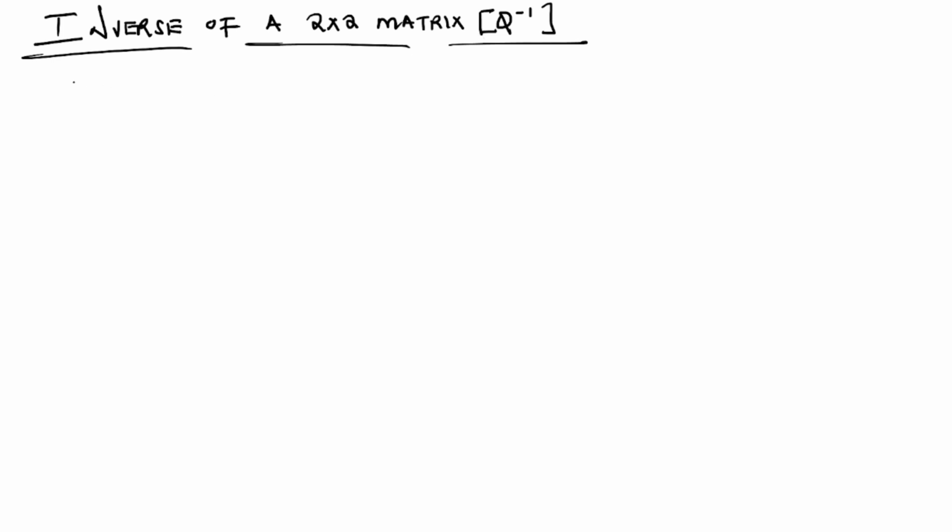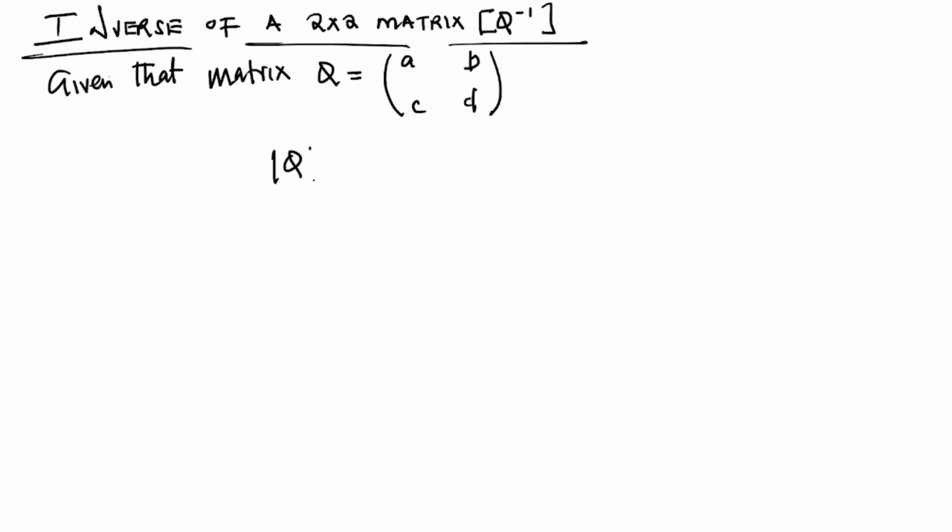So, given that matrix Q is equal to A, B, C, and D, the first thing that we have to do is find the determinant, which we said will be A multiplied by D minus B multiplied by C. A multiplied by D, that is AD, minus B multiplied by C, that is BC.